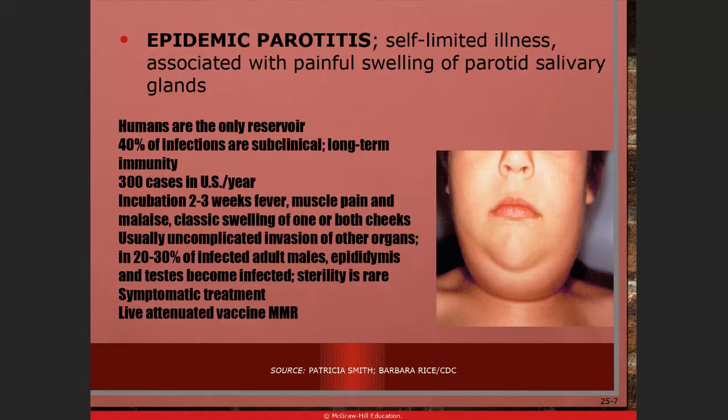The second one is caused by the same virus, paramyxovirus, causing the disease we call mumps, or parotitis, inflammation of the parotid gland. Under the cheek, you have a pair of salivary glands called the parotid salivary glands, and this virus infects the parotid gland and causes swelling in this area. This is what we call parotitis, or mumps disease.